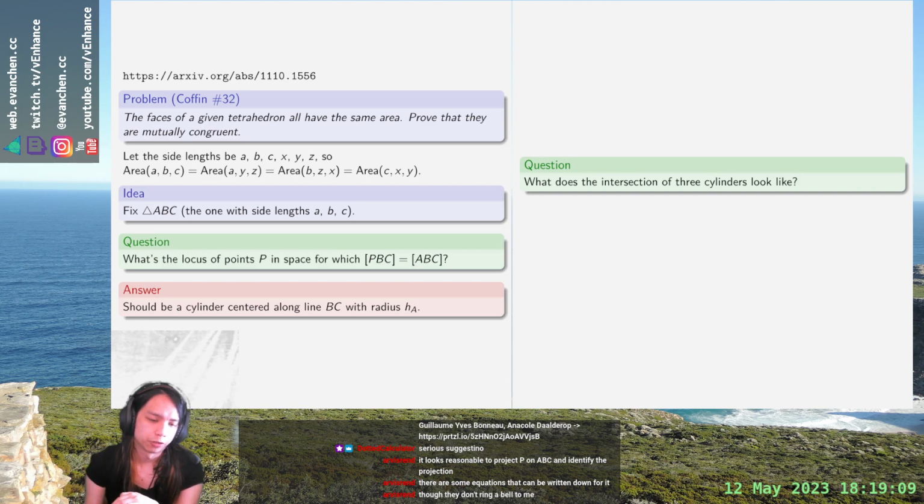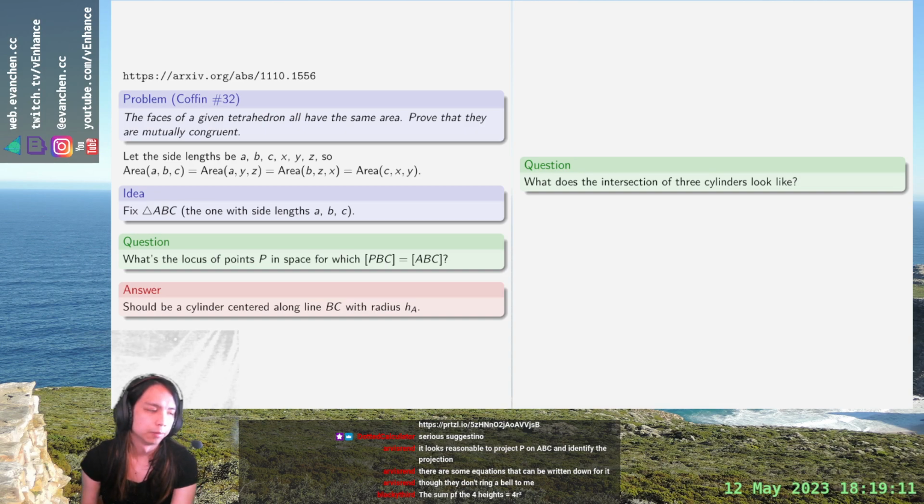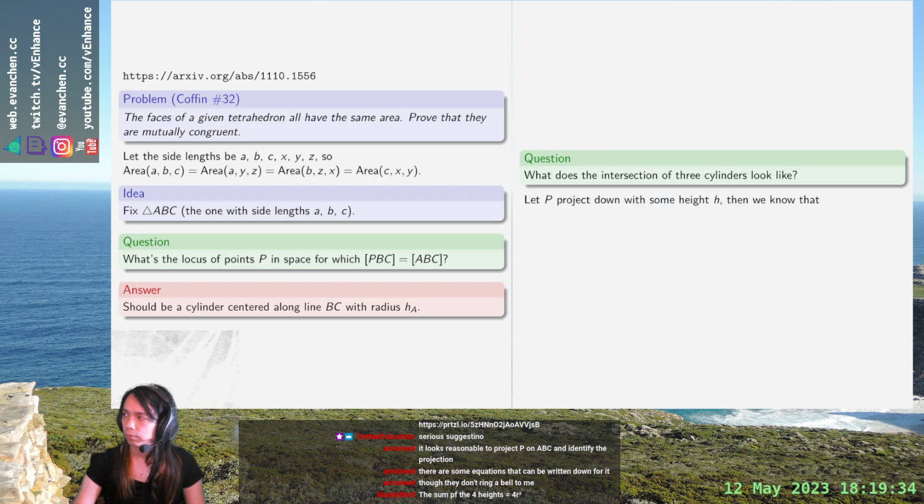Oh, I like the projection idea, actually. That seems like a good way to... so let P be... project down with some height h. Then we know apparently that... shit, what is it? How do you do this?